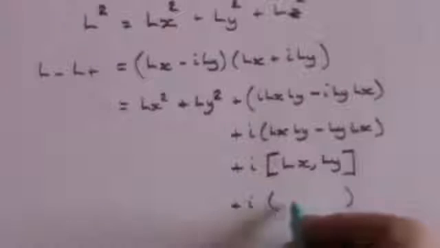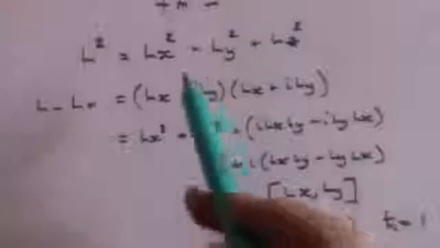And we know what the commutator of Lx and Ly is. It's I h bar Lz. Now we set h bar equal to 1 in our usual fashion, so that gets rid of the constant that would otherwise be in the way. I times I is minus 1, so this just becomes minus Lz. So the L minus times L plus is Lx squared plus Ly squared minus Lz.